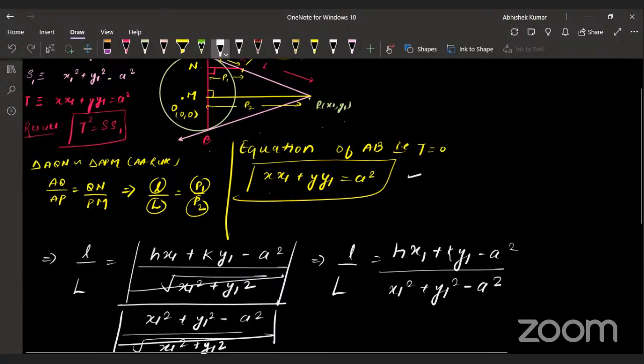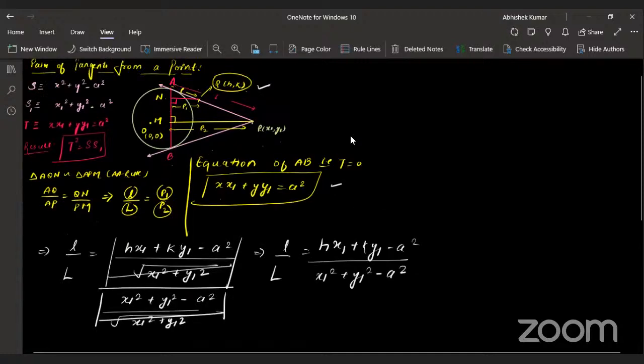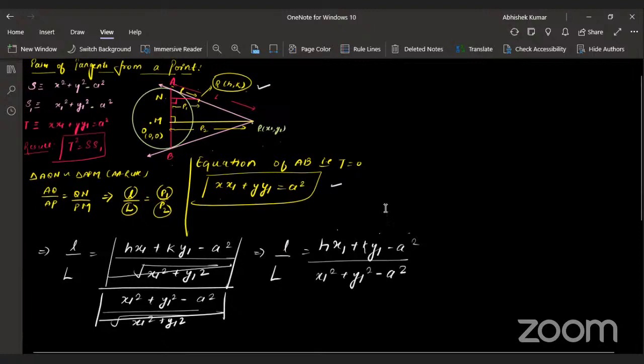Now you think how to calculate any one value, small l or capital L. You can see my values are in the form of terms which will be given to you in the question. All right, x1, y1, a. They will be given to you in the problem. Similarly, you have to find small l or maybe capital L in that value. What do you think? What should we do?